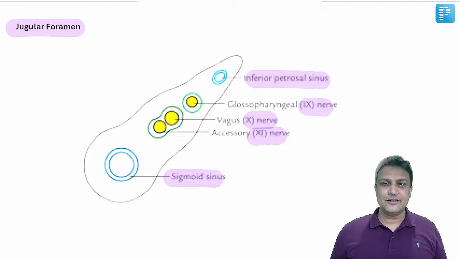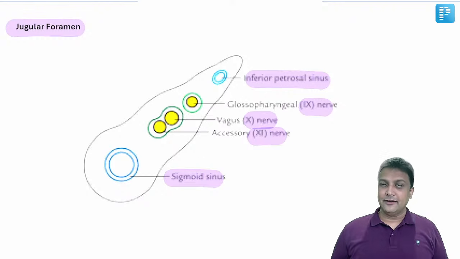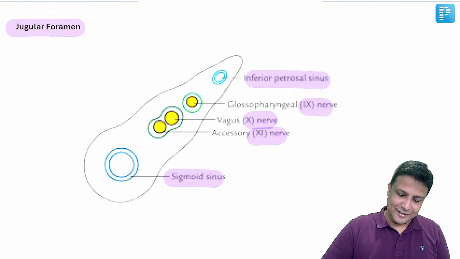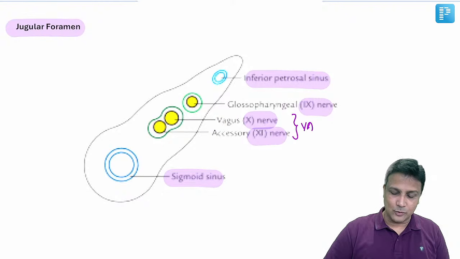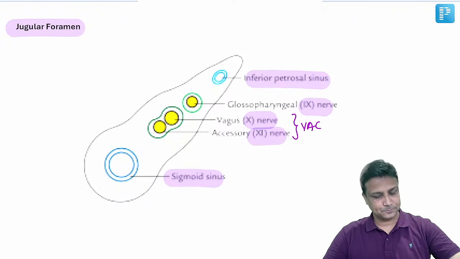The 9th nerve will be present in a separate sheath, whereas the 10th and 11th together are present in a common sheath and they together form the vago-accessory complex. I hope you all remember. Together they are the ones which form your vago-accessory complex, VAC.